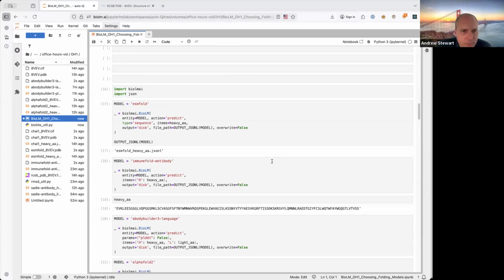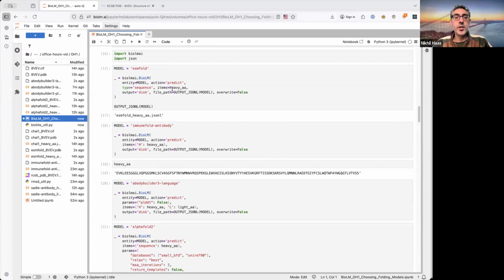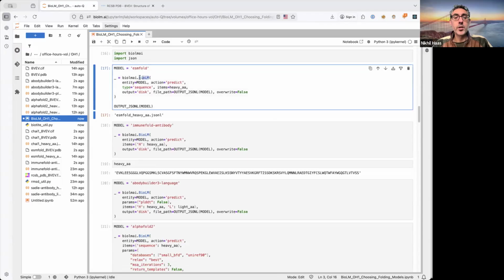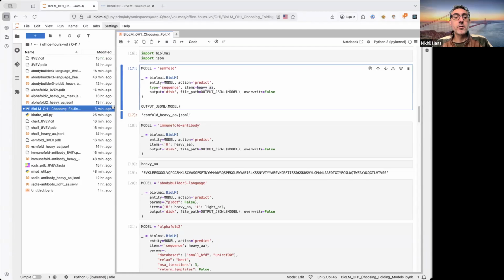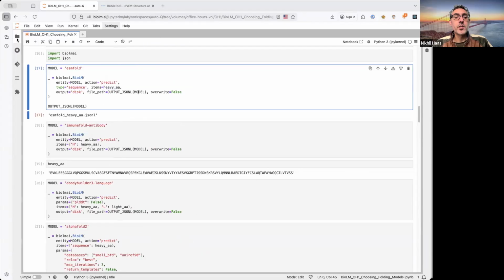Okay. So the next thing that we do here is just get the structure predictions from all those models. So first we call a BioLM class with entity equals ESMFold, and action is predict. So we're asking to do a predict, and then we're going to send a type of sequence, and we just send the heavy chain right here. And we're going to write that to disk. So those files are on disk over here so that we don't have to request those.